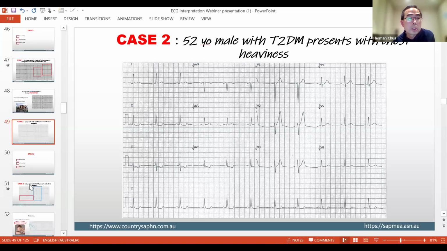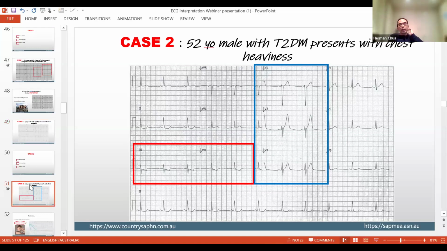Okay, so the third case, sorry, not the third case. This is just highlighting what I just talked about. Basically the hyperacute changes in leads V1, V2, V3, and the reciprocal change that you can actually see in lead 3 and lead AVF.